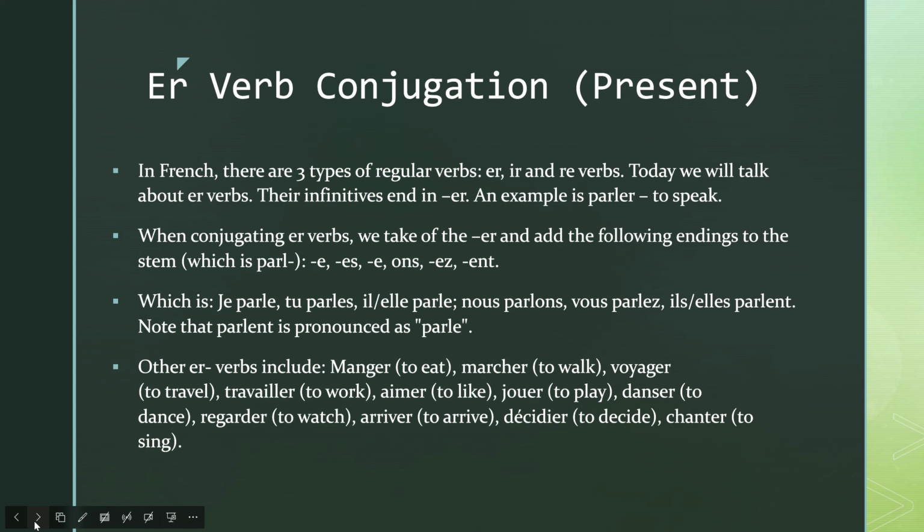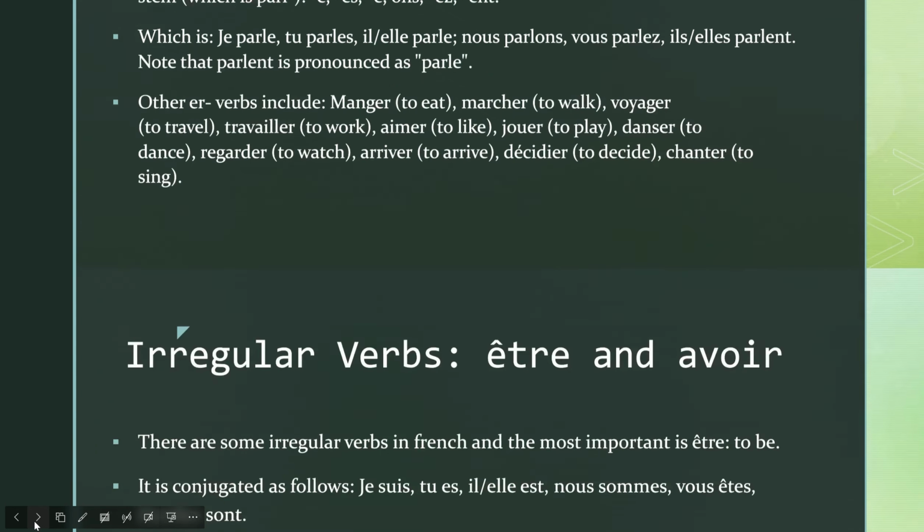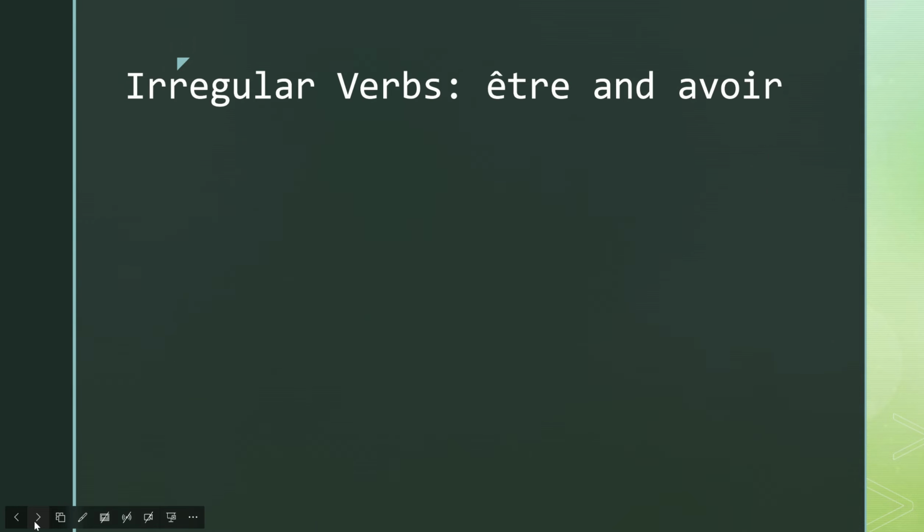As far as I know, or as far as you need to know, there are no irregular ER verbs unless specified as irregular. And speaking of irregular verbs, avoir and être. So what do they mean? Avoir means to have, and être means to be.